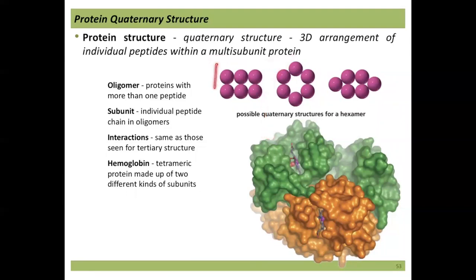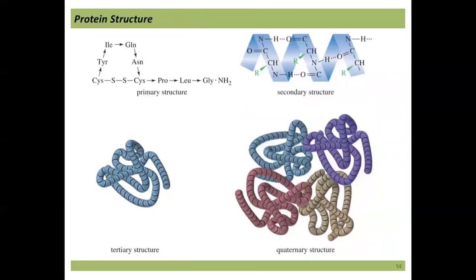Here's an example of a hexamer. We've got a couple of different ways that we could arrange that hexamer. And you can see that by including other subunits, you can vary the type of overall protein that you get, and therefore vary the structure.